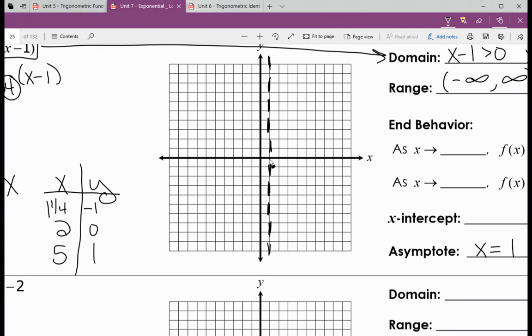I go over 1, 2, and 0. By the way, that's your x-intercept. And then I'm going to count over 1, 2, 3, 4, 5, and up 1. So you can definitely see the move away from that asymptote.